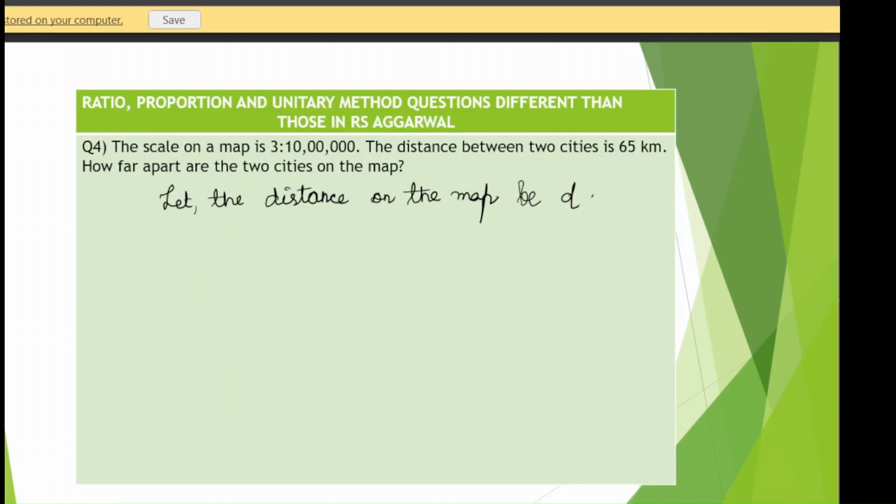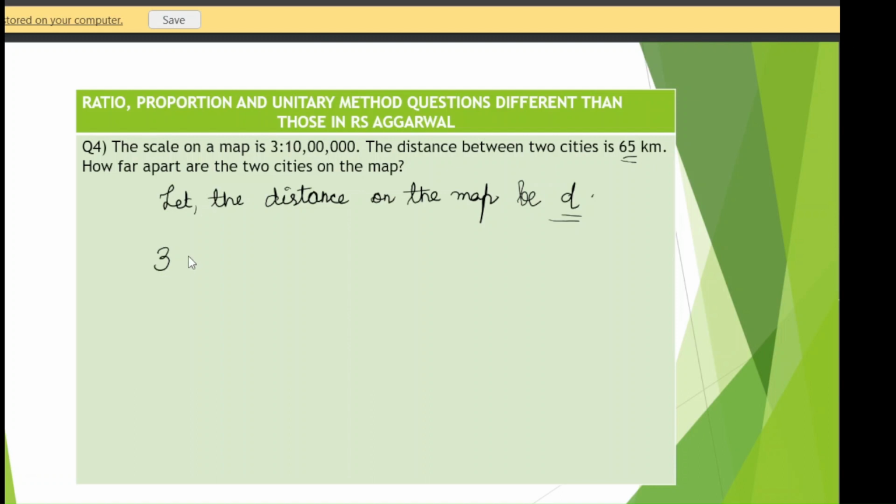Now let's solve another question from the same scale on a map. The question says the scale on a map is 3:10 lakhs. Now the distance between two cities is 65 kilometers. How far apart are the two cities on the map? Now let the distance on the map, that is not the real distance, real distance has been given to us, distance on the map between the two cities be d. Okay, let's take the variable d.